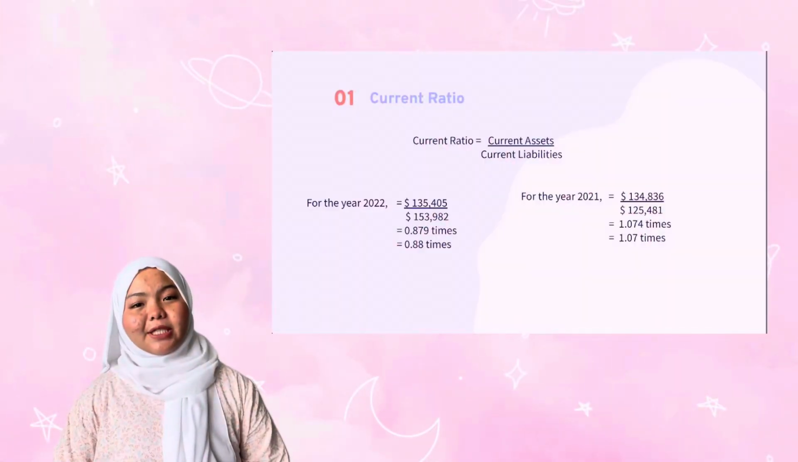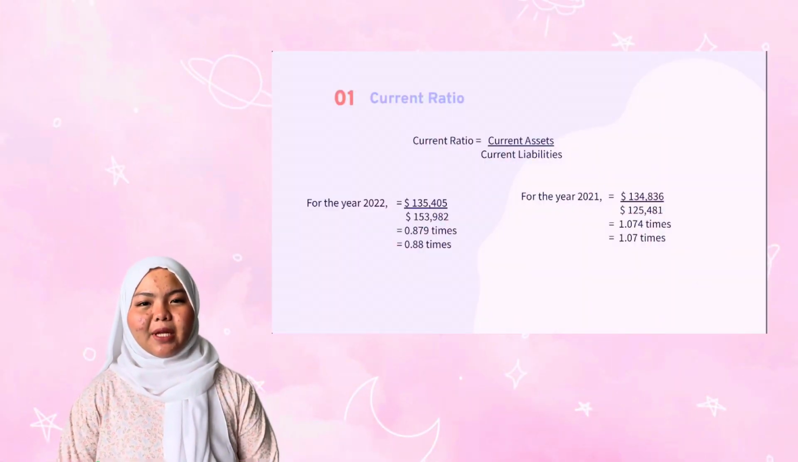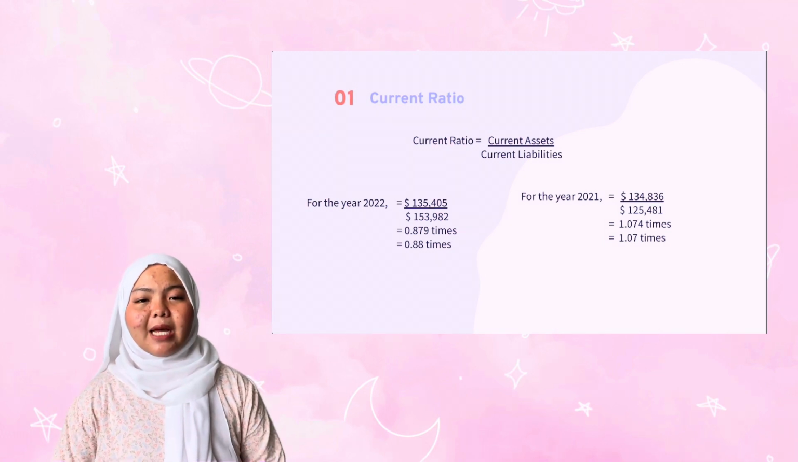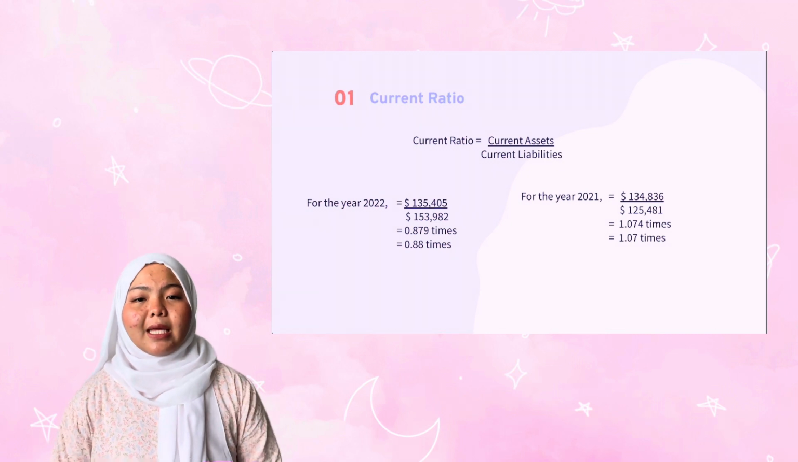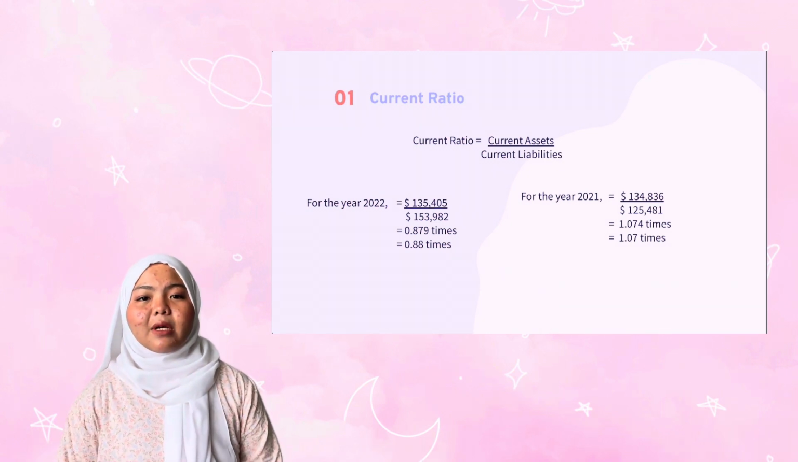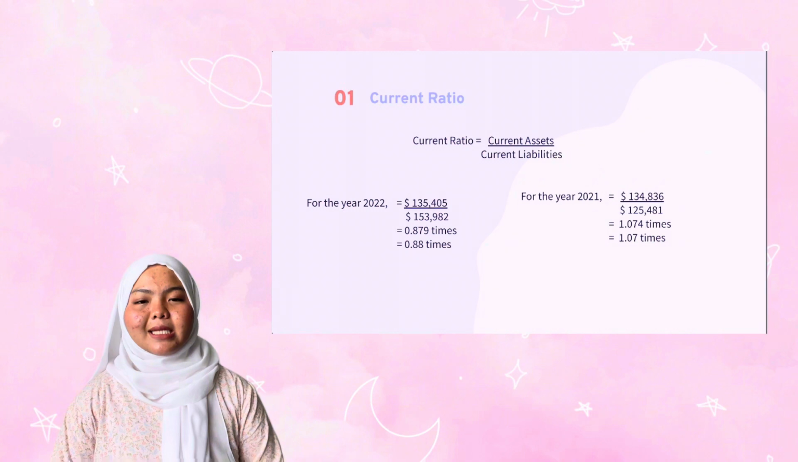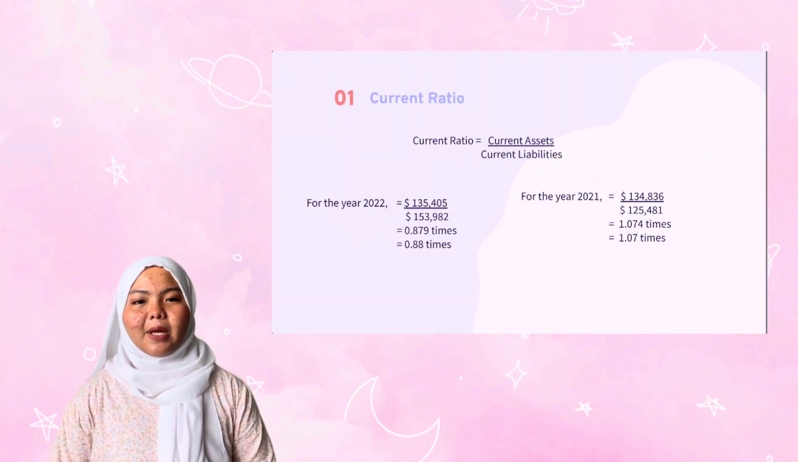So what is current ratio? The current ratio is a liquidity ratio that measures a company's ability to pay short-term obligations or those due within 1 year. It tells investors and analysts how a company can maximize the current assets on its balance sheet to satisfy its current debt and other payables.